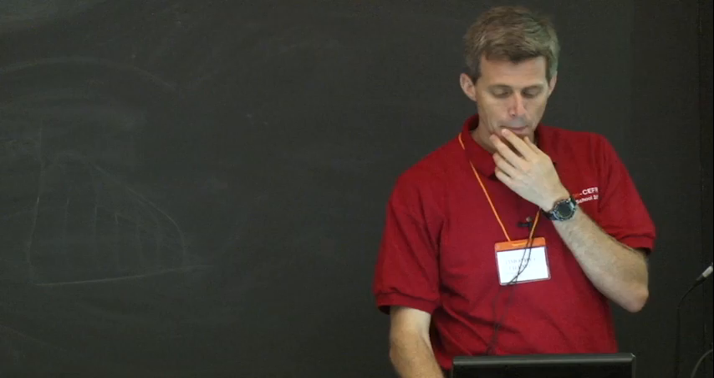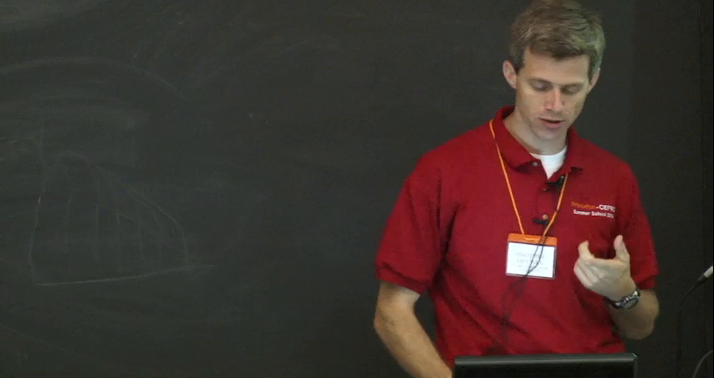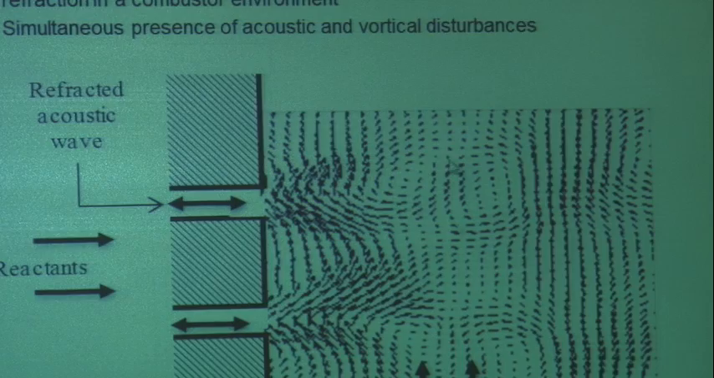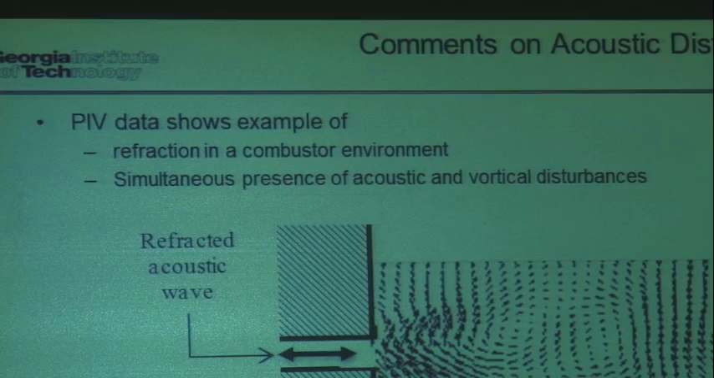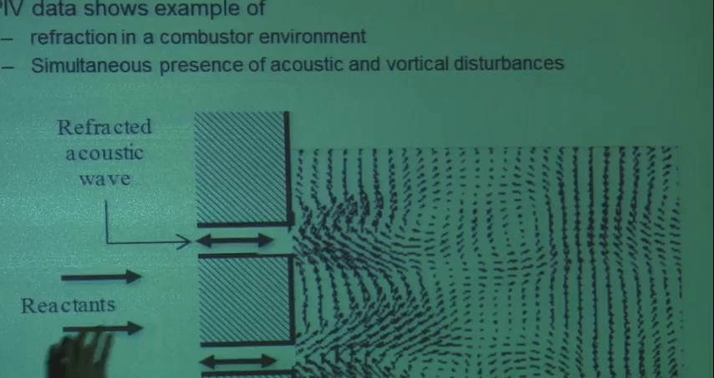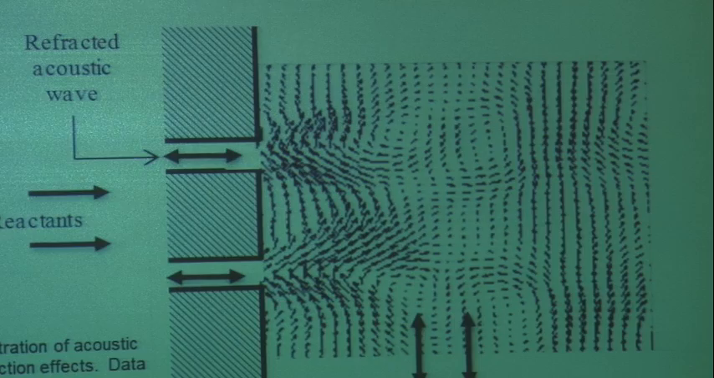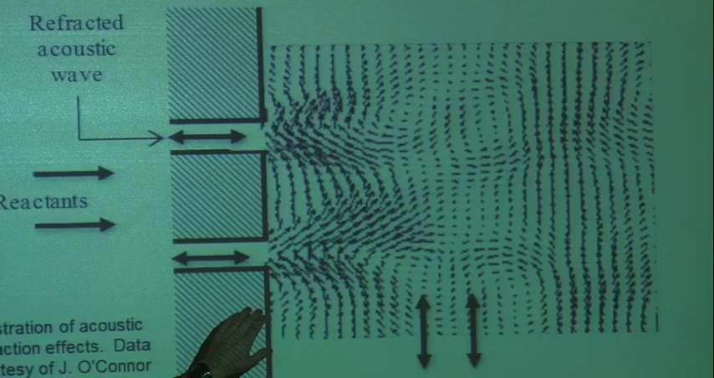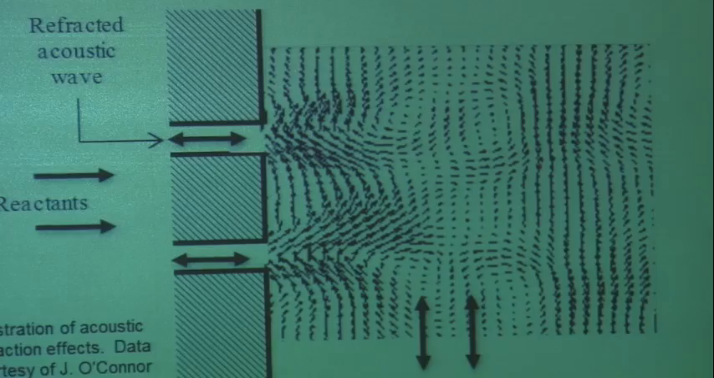But because they're simultaneously present, you can get some interesting stuff happening. Just to give you an example, this is some PIV data from Jackie O'Connor, and I'm not showing you the flame, but basically in this experiment she had acoustic waves moving up and down. And this is where the reactants are coming from. There was a flame stabilizing down here. If you look at it, you can kind of see the vortices that are present in the flow. These acoustic waves excite these separating shear layers and so you excite vortices which convect downstream.